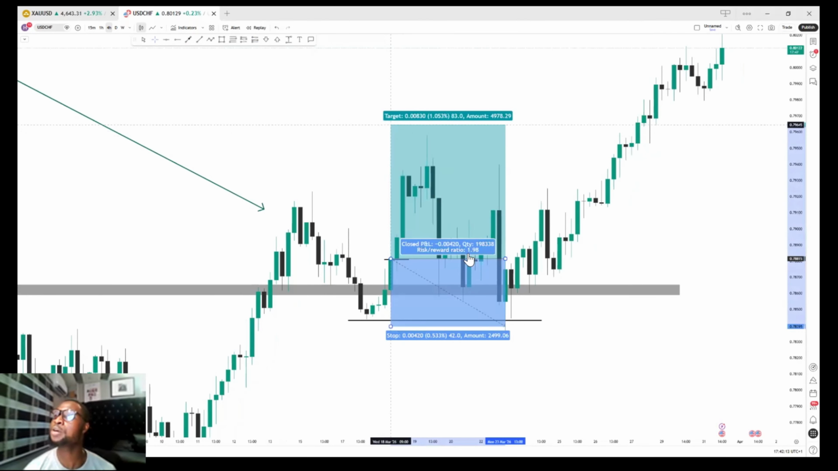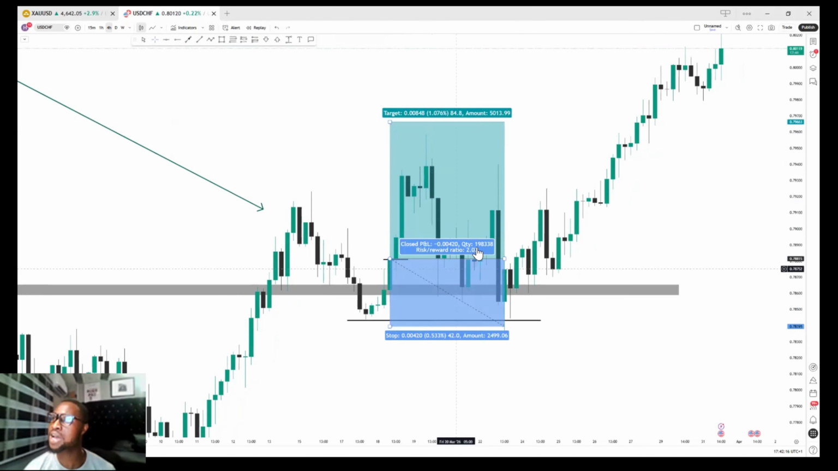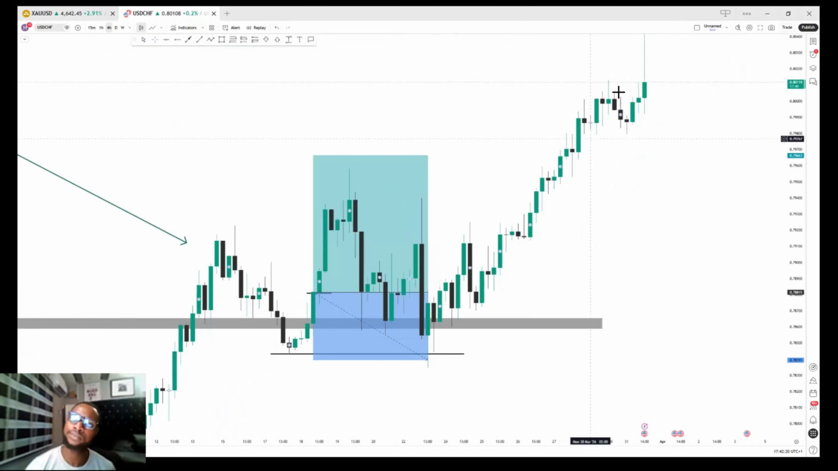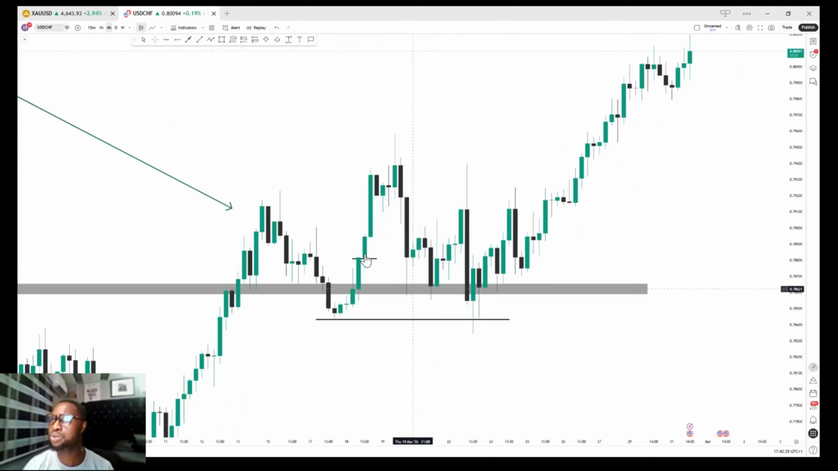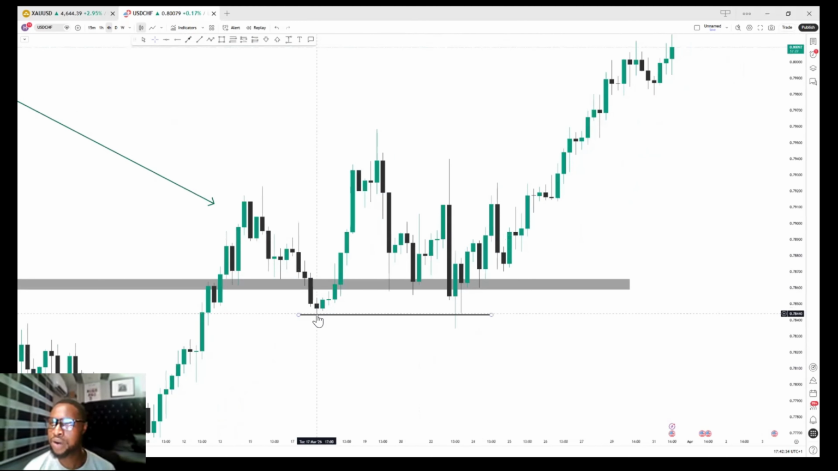You end up in profit at some point, but you see that price will come back and then take you out and then start going your way. You see what happened? You start going your way. But what you want to do in most cases, scenario like this, you see this low right here.